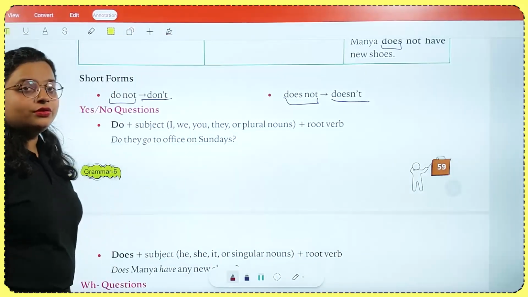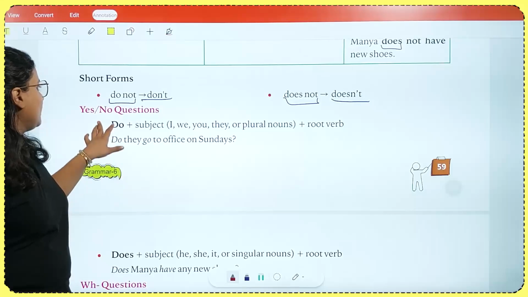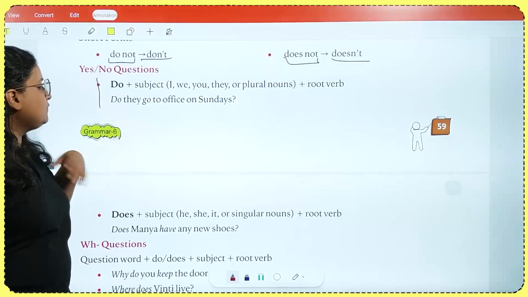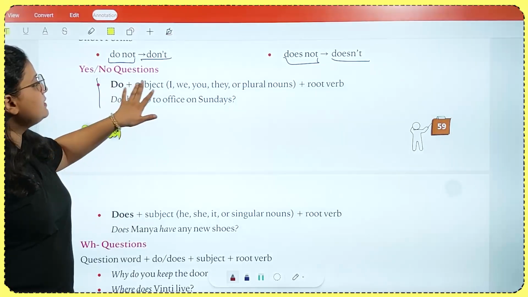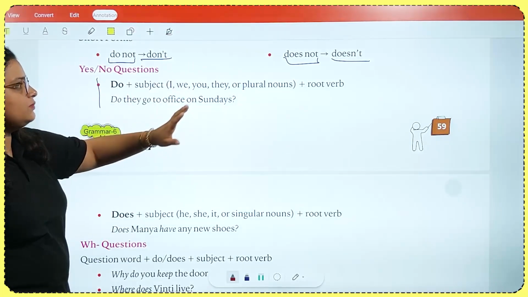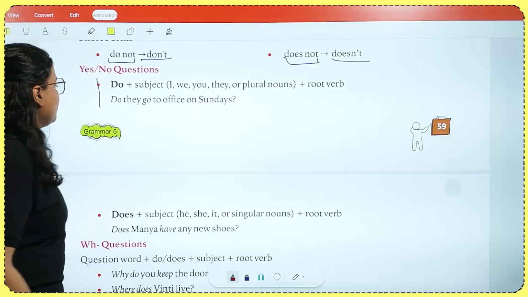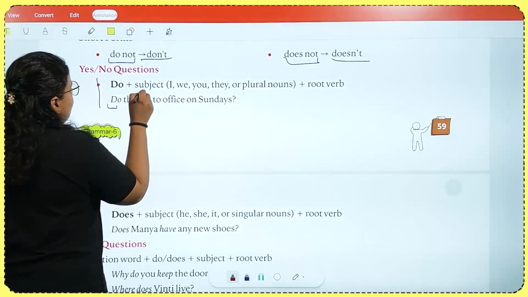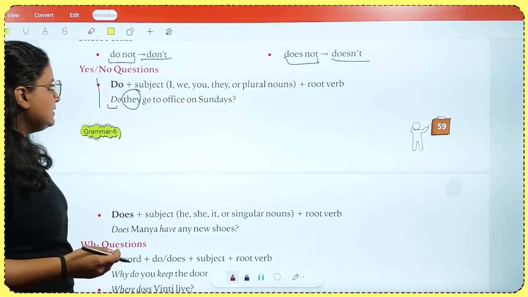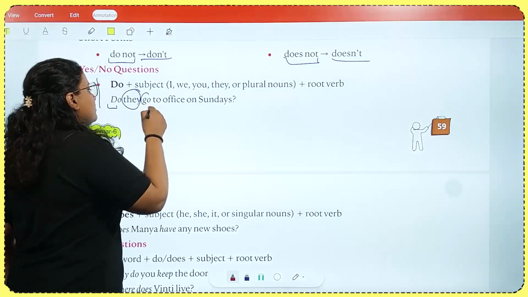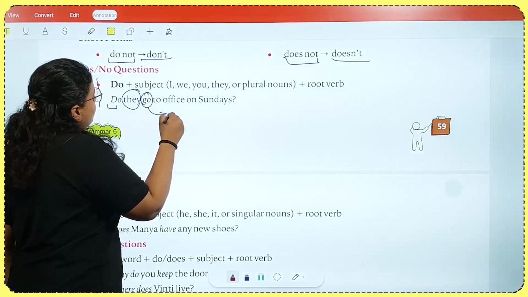They are read also in a different way. Yes, no question. If there is a yes, no question in simple present, do plus subject, whatever is your subject, and the root form. Do your dad go to office on Sundays? So here go is the root form of the verb.